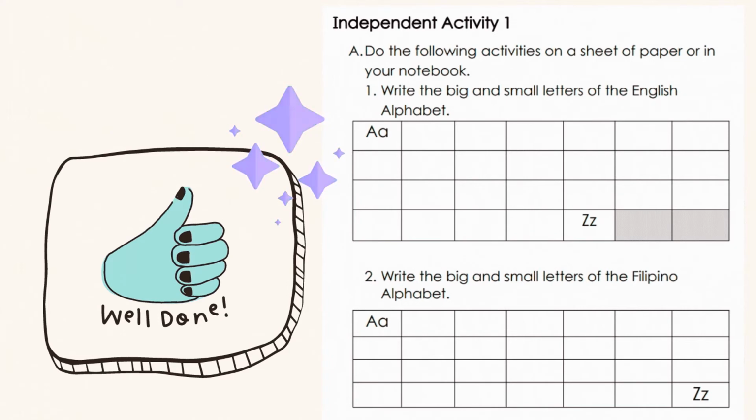For independent activity 1, do the following activities on a sheet of paper or in your notebook. Number 1, write the big and small letters of the English alphabet. And number 2, write the big and small letters of the Filipino alphabet.